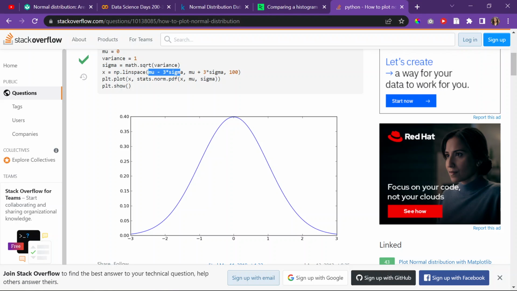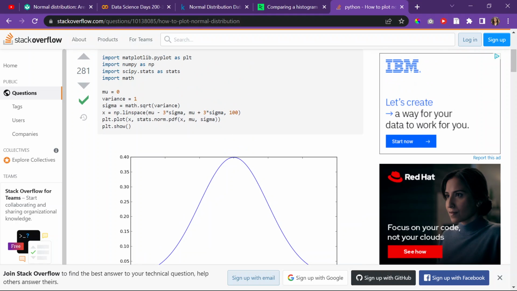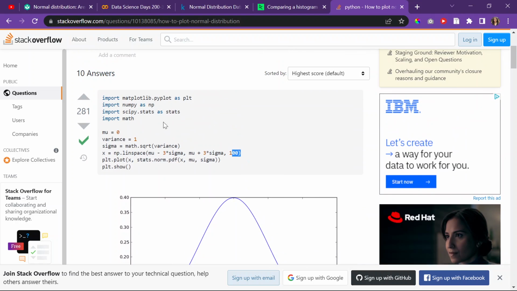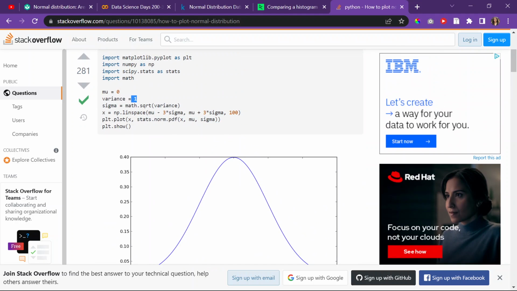Interesting. Mu minus 3, mu plus 3 times sigma. That is interesting. 100 mu 0, which is mean. So this is a standard normal distribution. And so you would do mu. Oh my god, that makes sense. Usually you would plot 3 standard deviations plus and minus the mean. So it would make sense to have -3 and 3. That makes so much sense.